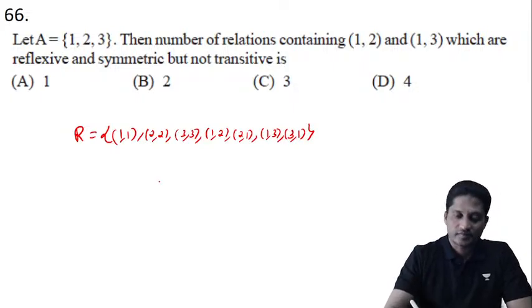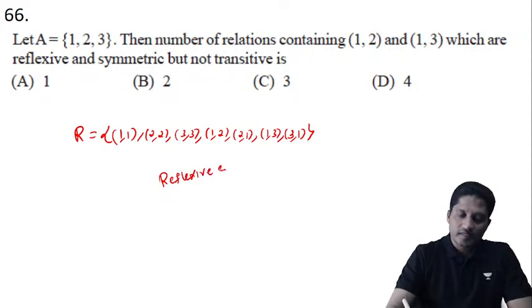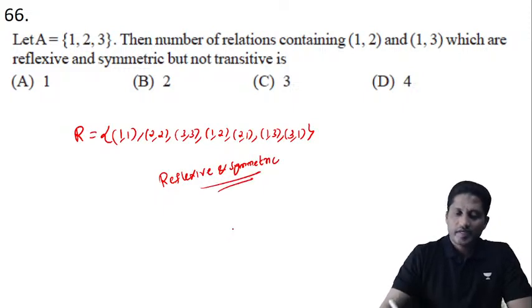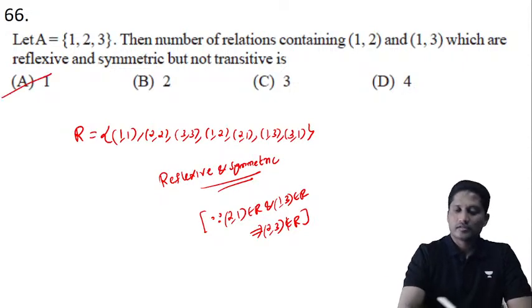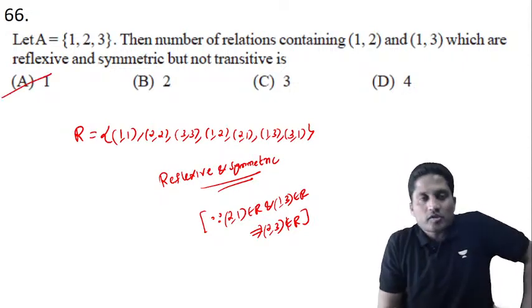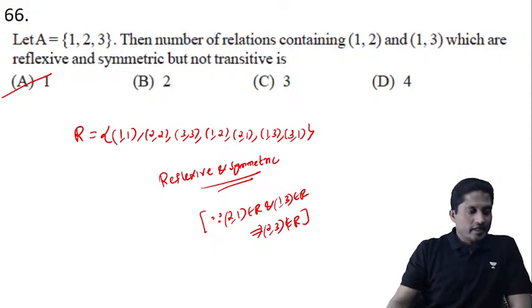Alright, so this is reflexive and symmetric, but it is not transitive because (2, 1) belongs to R and (1, 3) belongs to R, but (2, 3) does not belong to R. The number of such relations is only one. Only one relation is possible with this. Okay, let's move to the next question.